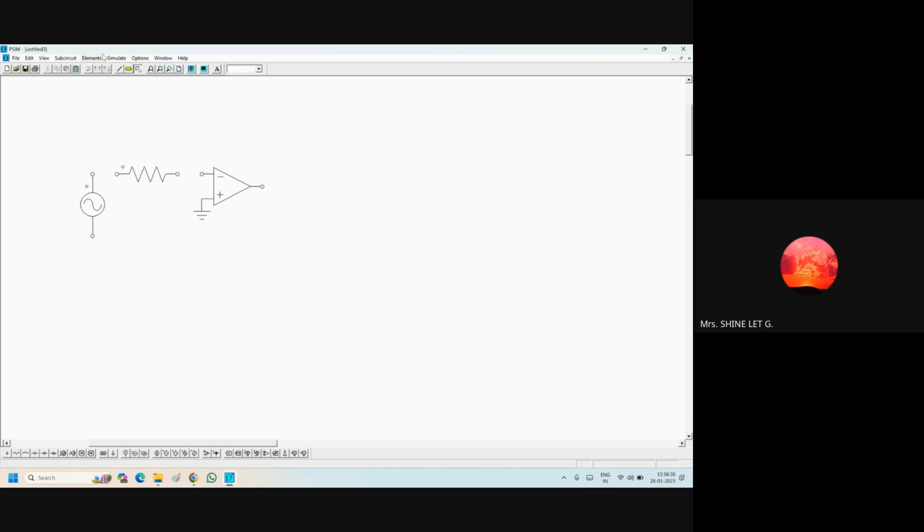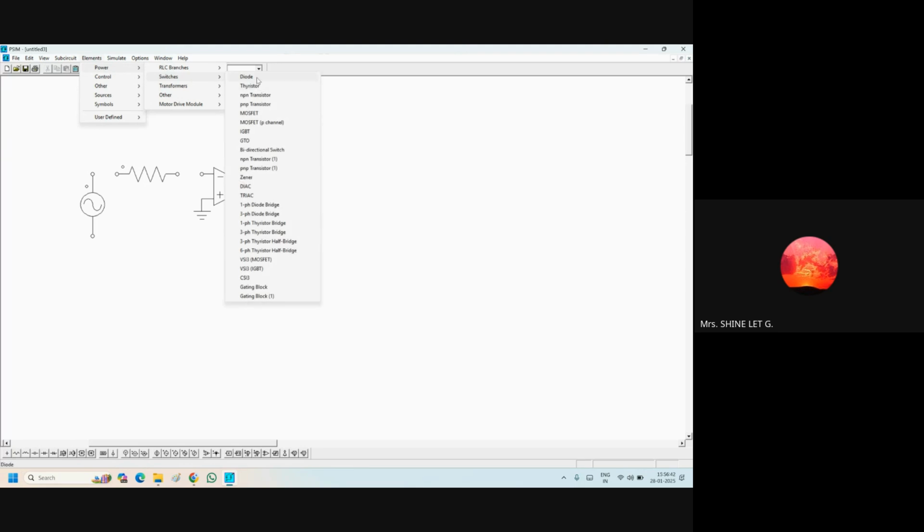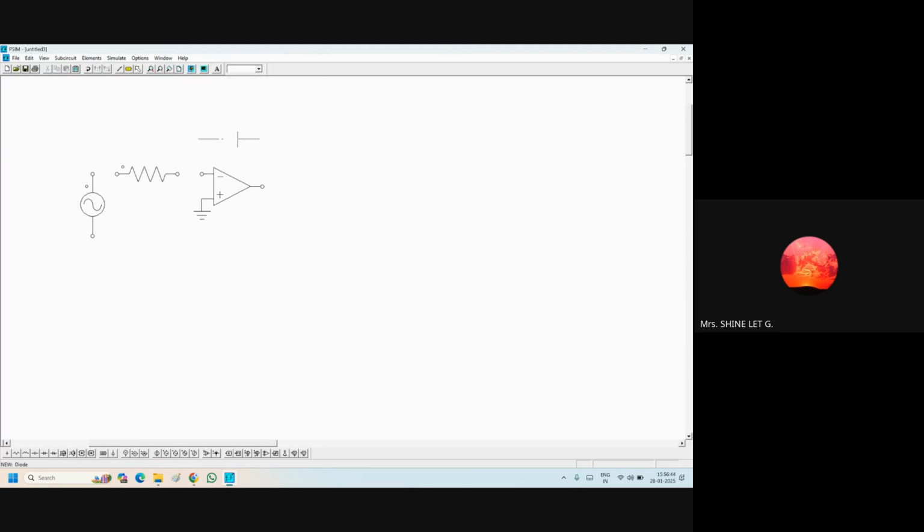Then we have diode elements, under switches. There are two diodes. One diode will be in feedback, another diode will be at the output. Then we will have one resistor. So these are the components.